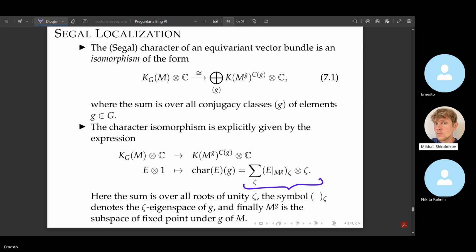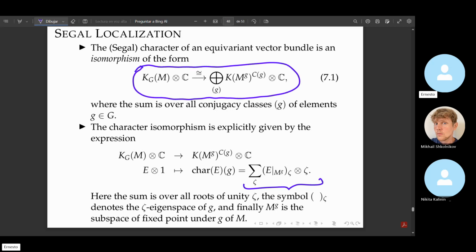The roots of unity. Okay, very good. And this is an isomorphism. It's a theorem of Graeme Segal that this is an isomorphism. And this is called Segal localization. A beautiful theorem.